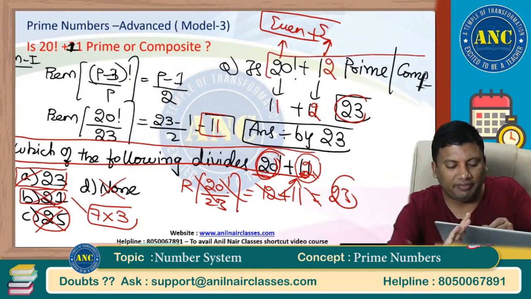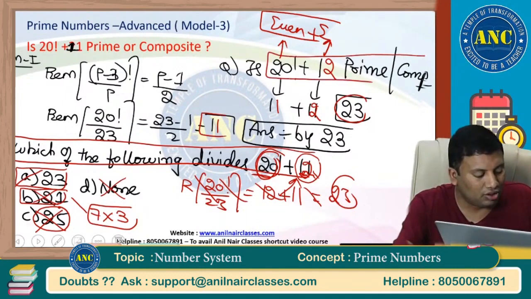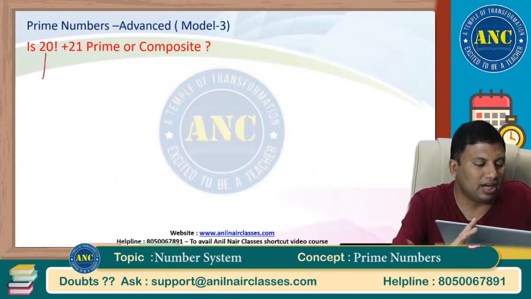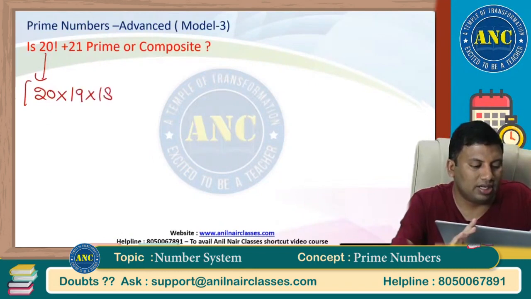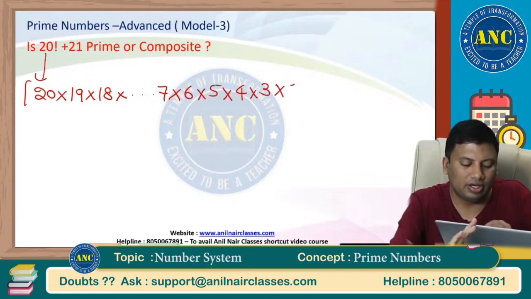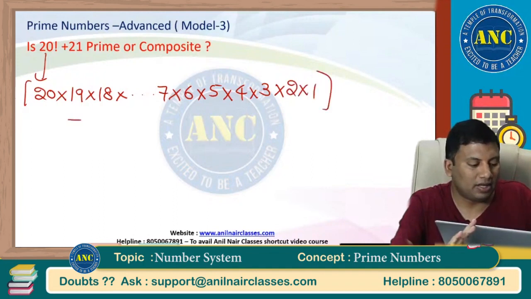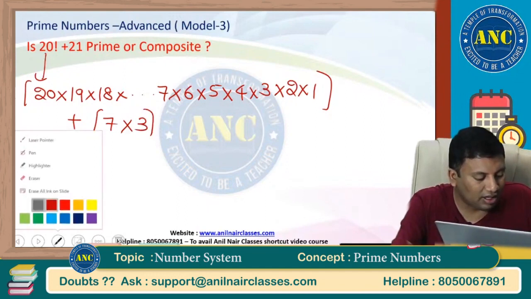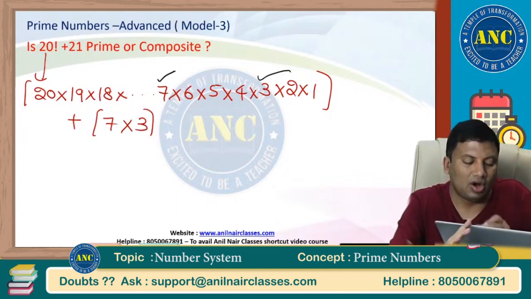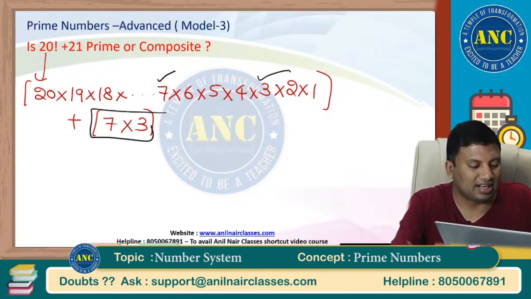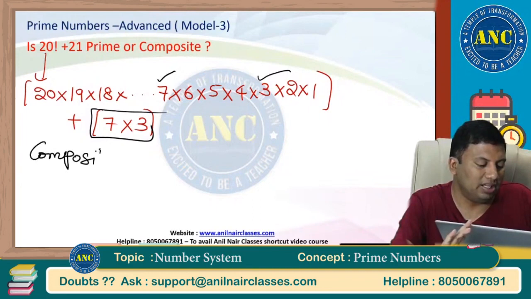Question is 20 factorial plus 12. In case you want to use Wilson's theorem, you can use it. Otherwise, 20 factorial is 20 into 19 into 18 and so on up to 7 into 6 into 5 into 4 into 3 into 2 into 1, plus 21, which is 7 into 3. Now in 20 factorial, 7 is already present, 3 is already present. The answer 21 also has 7 and 3. So it is composite.